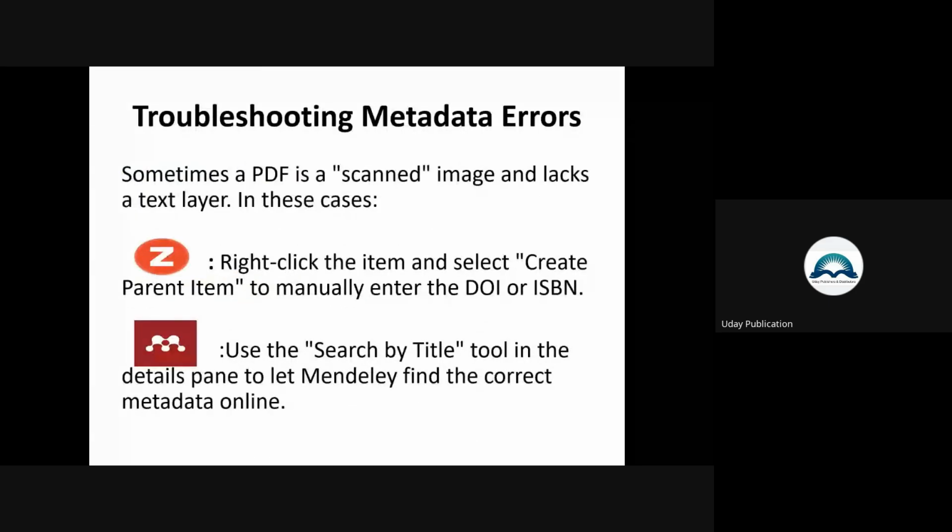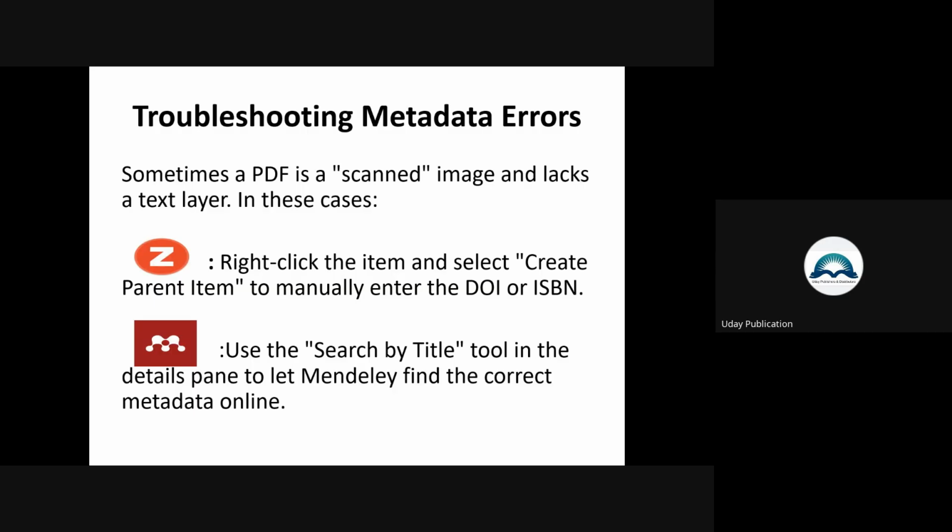Next one, troubleshooting the metadata errors. Now we see the metadata errors. Sometimes the PDF is a scanned image and lacks a text layer. In these cases, what happens with Zotero and Mendeley? In Zotero, you can right click the item and select create parent item. You might have seen many pages, you might have scanned PDFs. When you are searching, in that PDF some images may be there. If you convert those documents, you may not be able to create many things.